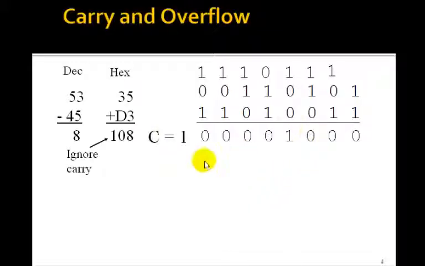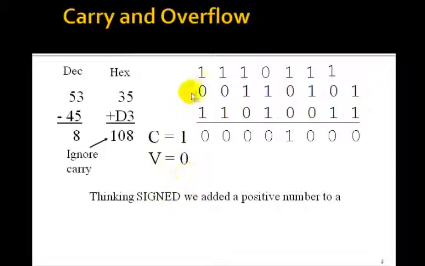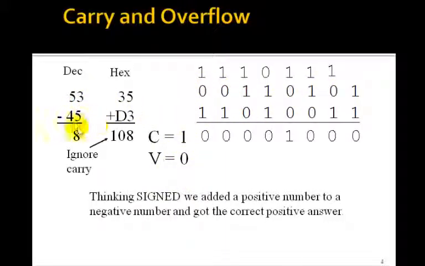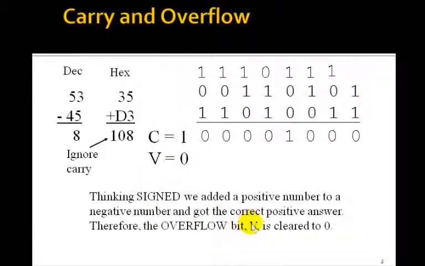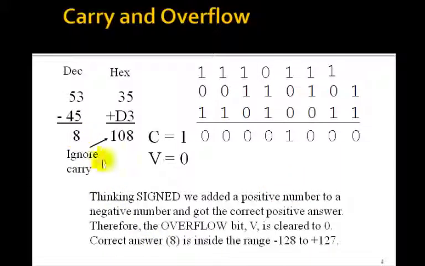On the other hand, notice that 8 is the correct signed answer if you're thinking of this as a signed number, so the overflow bit will be 0. So thinking signed, we added this positive number, 53, to a negative number, negative 45, and we got the correct answer, 8. And so the overflow bit here will be 0. Therefore, the overflow bit B is cleared to 0, because the correct answer, 8, is inside the range minus 128 to plus 127.